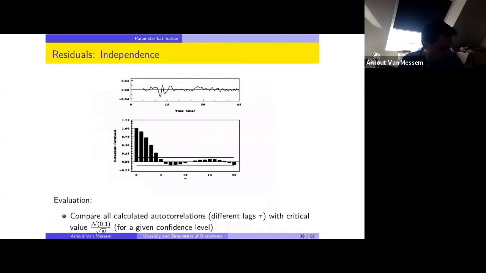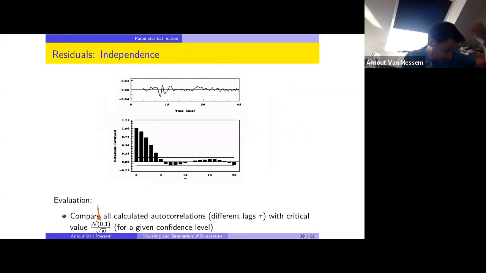And then the second question was, why do we have this distribution? So why is the autocorrelation normally distributed with mean 0 and variance 1 over n? That was a trickier one.